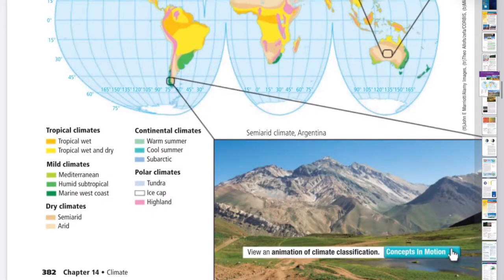But if we look, we have tropical climates, we have mild climates, we have dry climates, we have continental climates, and then we have polar climates. And then those are divided into other climates and subtypes. So tropical climates, you have tropical wet and dry. You have mild climates, you have Mediterranean, humid subtropical, marine west coast. You have semi-arid and arid dry climates. You have warm summer, cool summer, and subarctic continental climates. And then polar climates, you have tundra, you have ice caps, and you have highlands, which aren't necessarily near the poles, but they are like at the tops of mountains. So highlands would be like up here.